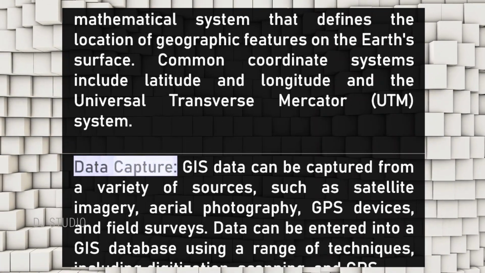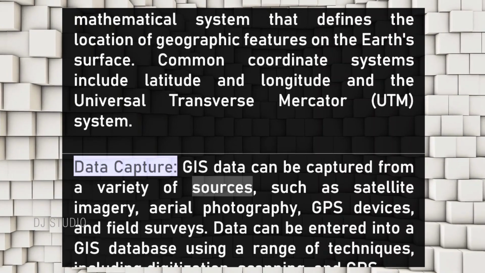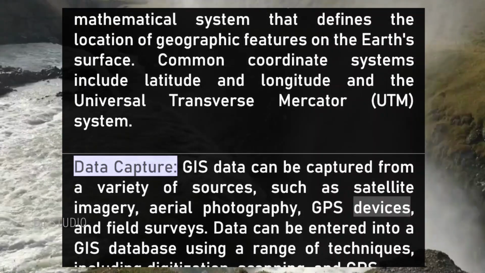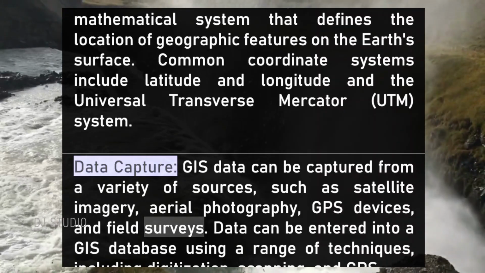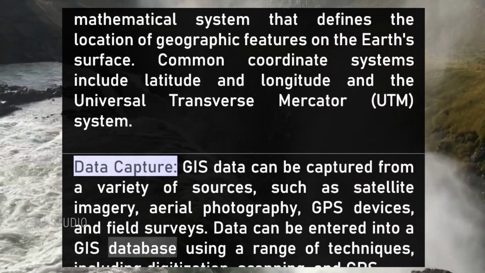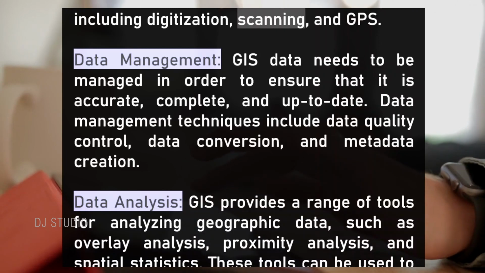Data capture. GIS data can be captured from a variety of sources, such as satellite imagery, aerial photography, GPS devices, and field surveys. Data can be entered into a GIS database using a range of techniques, including digitization, scanning, and GPS.